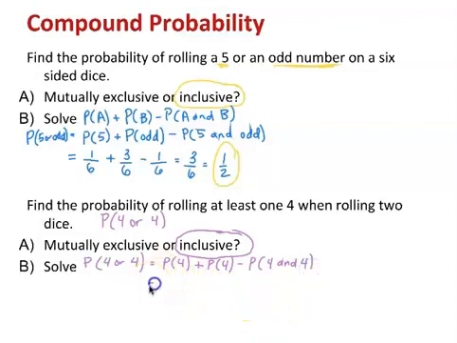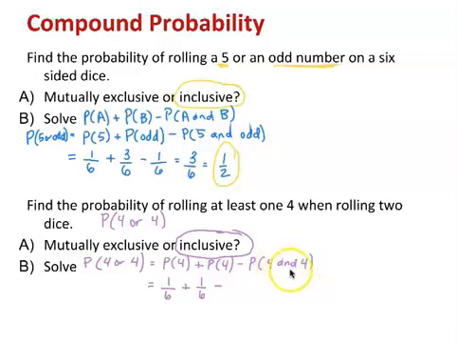Are you ready? I'm ready. So what's the probability of rolling a 4? Well, there's 1 four on a 6-sided dice, so 1 out of 6. So again, the probability of 4 is going to be 1 out of 6. This is where we subtract out the overlap, rolling a 4 and a 4.